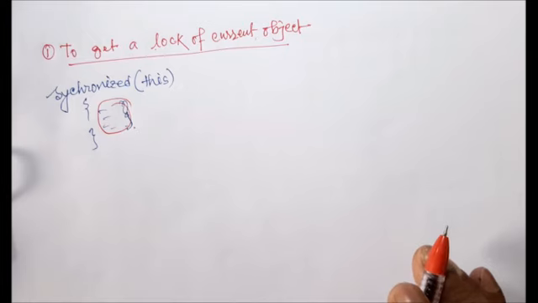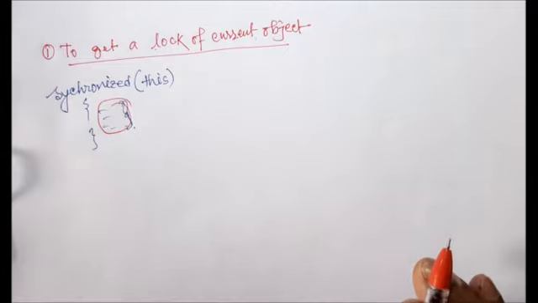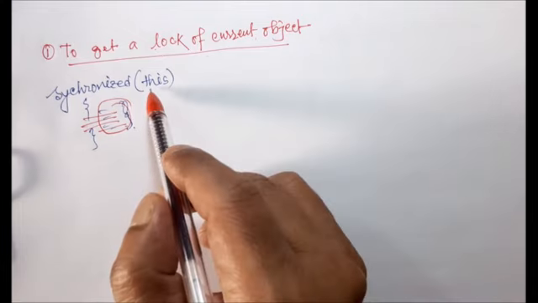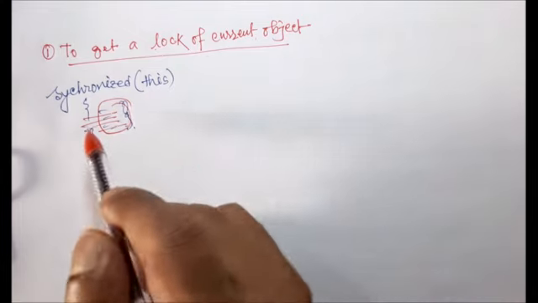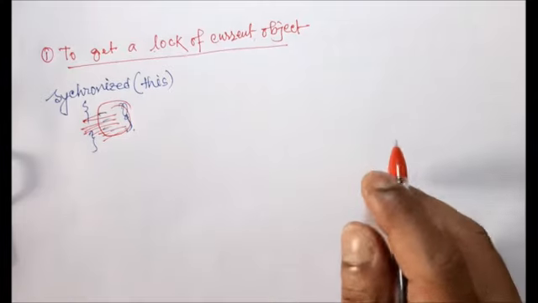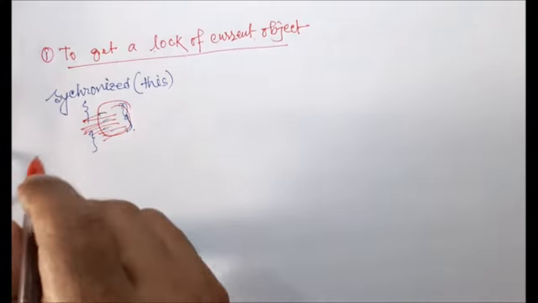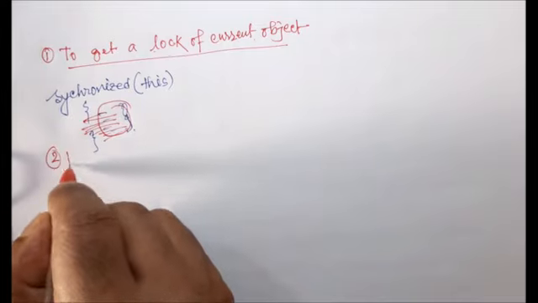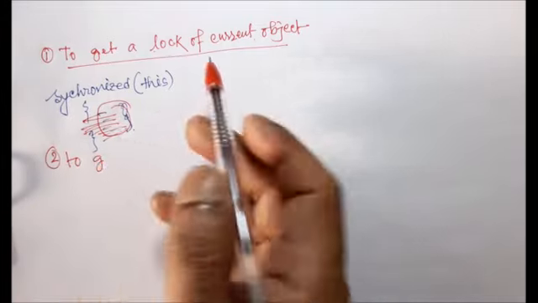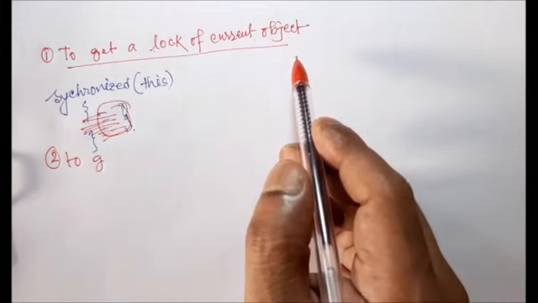If a thread gets the lock on the current object, then only it will be allowed to access this code. If any thread got the lock of the current object, then this part of the code will be accessed by this thread. And the second way we can declare is when I don't want to lock the current object.